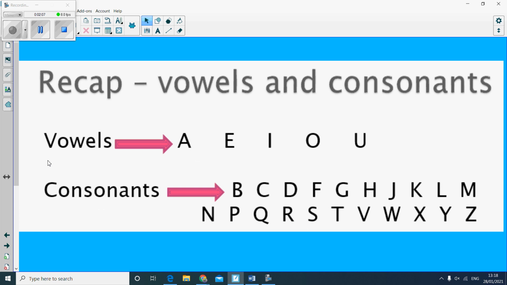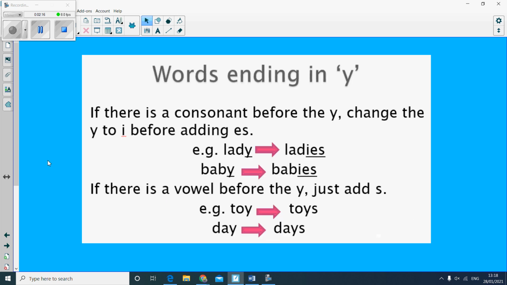We need to recap our vowels and consonants knowledge. So we've got our vowels of A, E, I, O, U, and the rest of the letters are our consonants. This helps us with our next rule, which is if the word ends with a Y. If there is a consonant before the Y, we change the Y to an I and we add ES. And this is done in lady to ladies, baby to babies. But if there is a vowel before the Y, then we just add the S. So here we've got toy to toys and day to days.